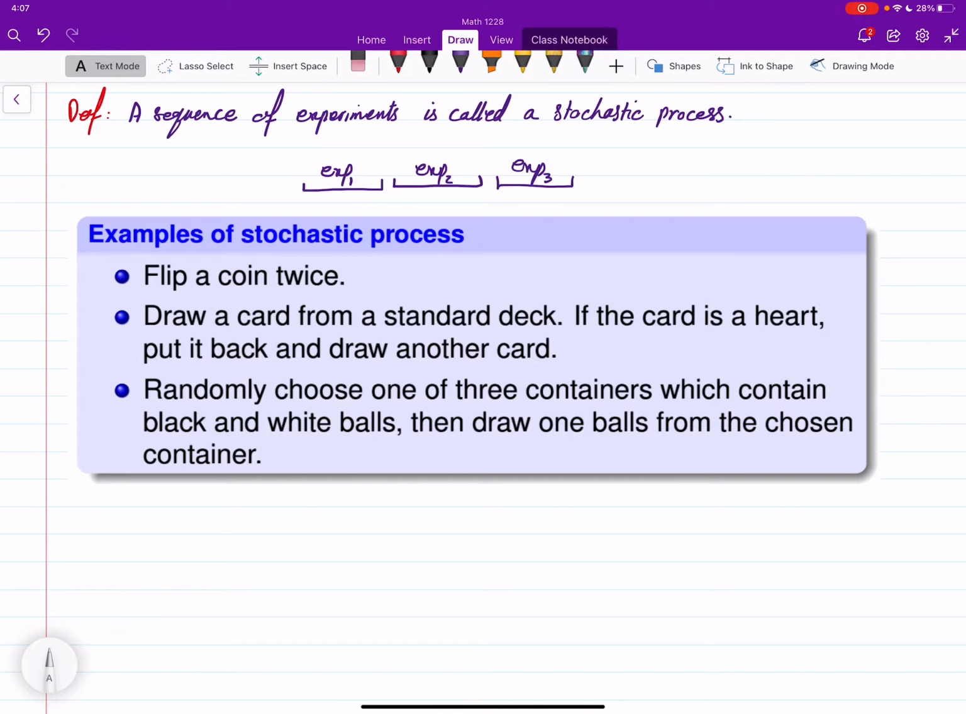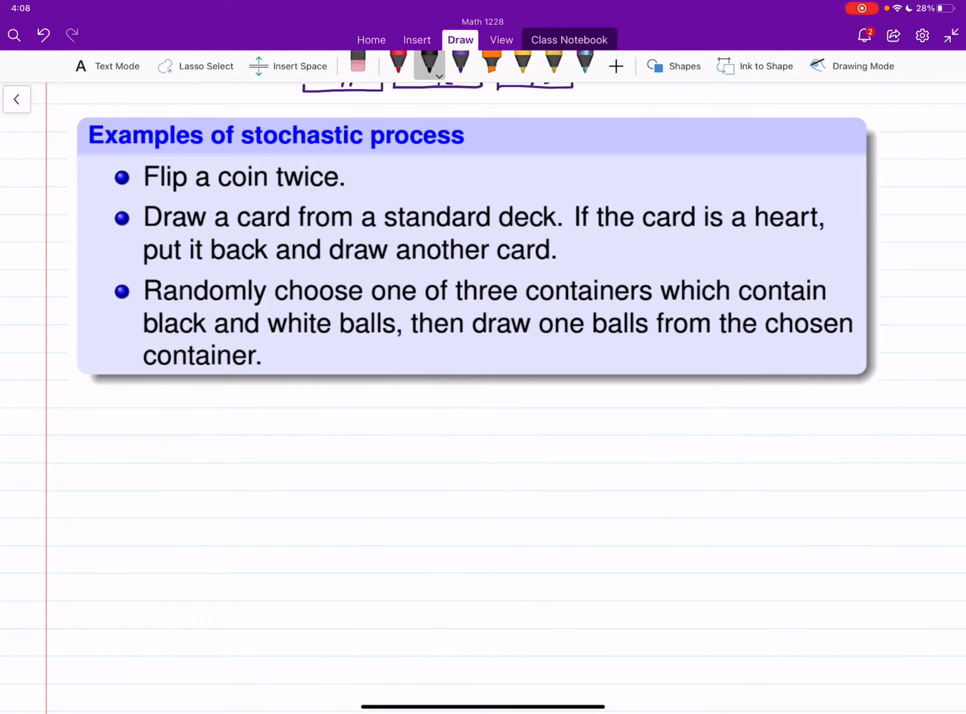Another example is that let's say we have three containers, each with some number of white and black balls. So we first choose one of these containers randomly. So the first experiment is choosing a container. Then from the chosen box, we take out a ball. So then we study the probability of getting a black or white ball out of that.